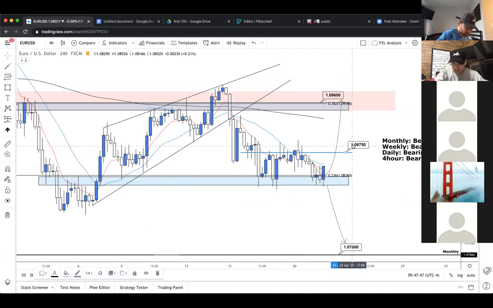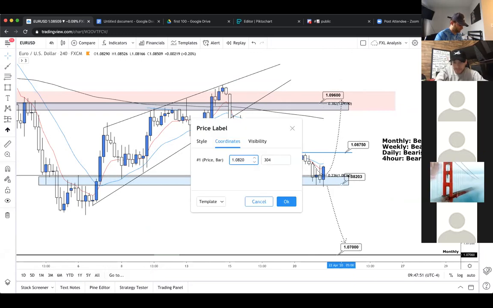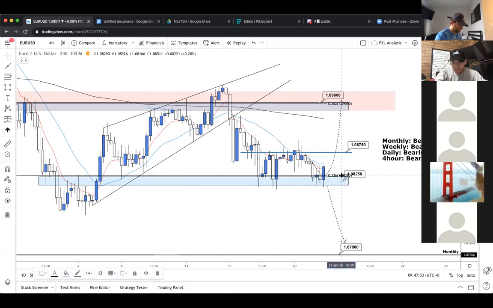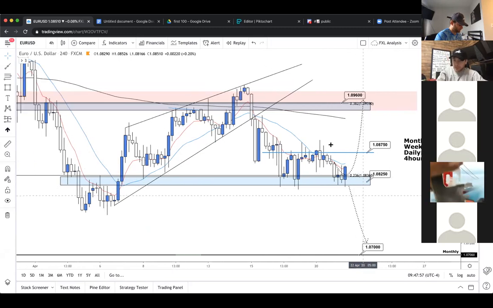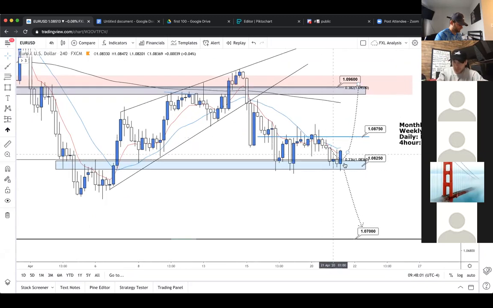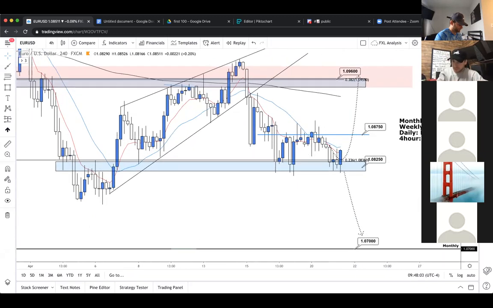So I'll give you guys another price label just so you could see it. Okay, so it's been ranging between here. Now we want to see a break, right? I'm not going to trade this range. I just don't feel like it. It's kind of high risk in my opinion.